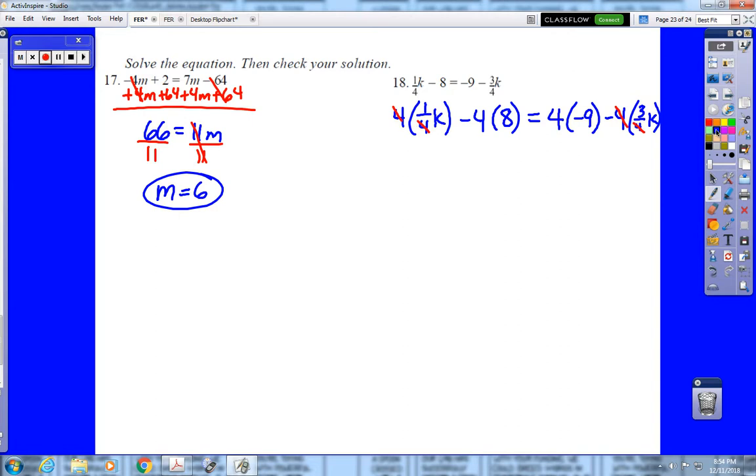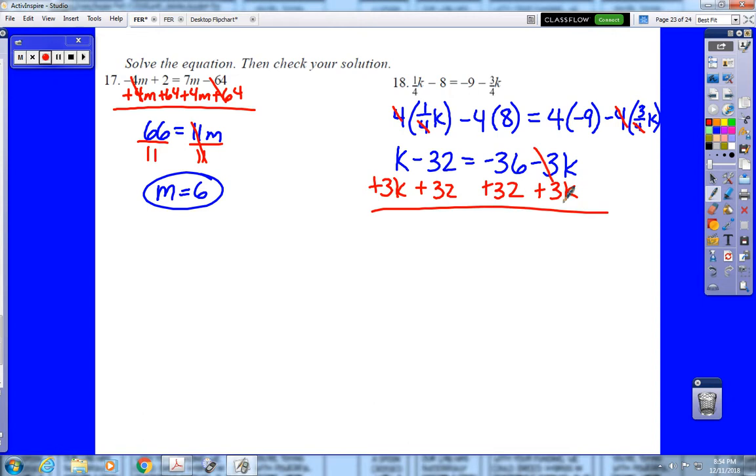So our equation will become k minus 32 equals negative 36 minus 3k. That no longer has any fractions, which makes it easier to solve. So then we're going to move the numbers to one side and the k's to the other. So 4k equals negative 4 and divide by 4, which would give us k equals negative 1.